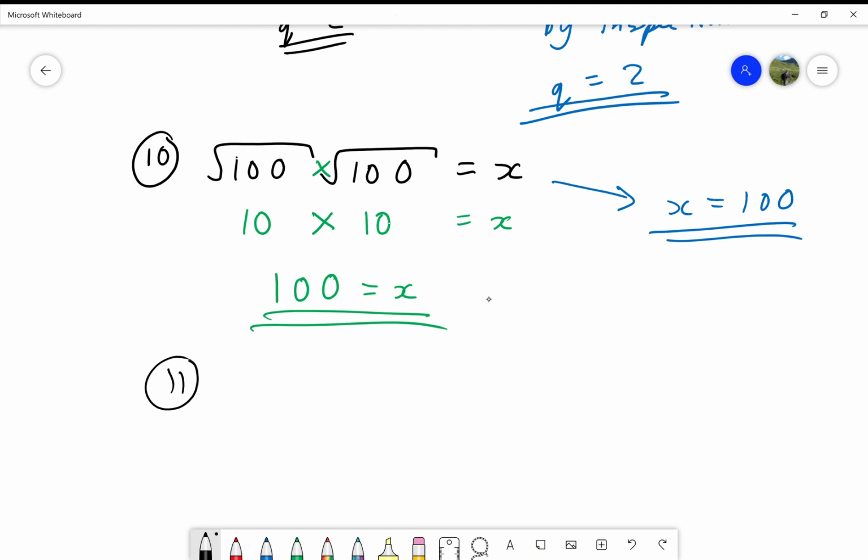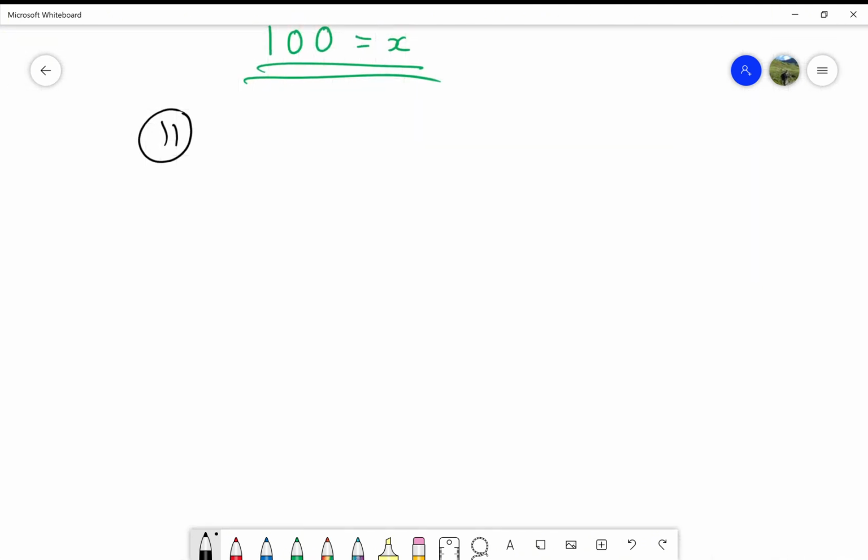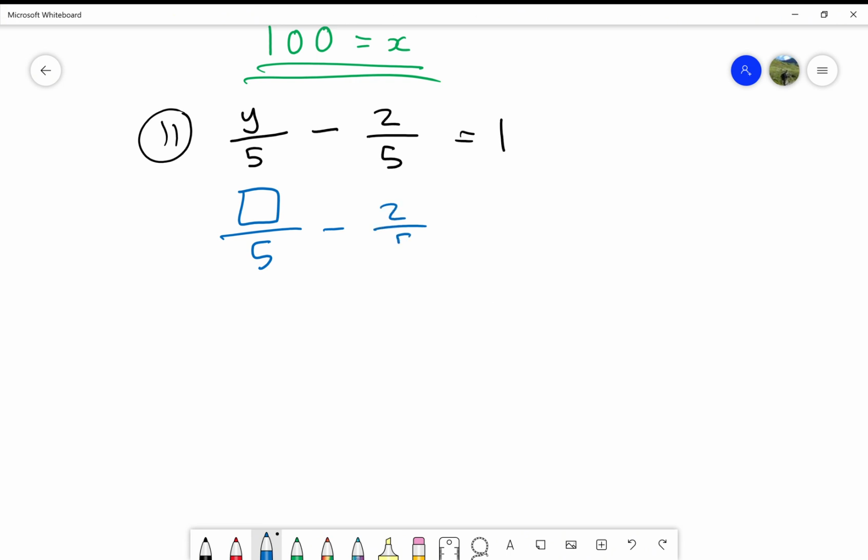Question 11. If I can just find it on my piece of paper. Here we go. Y divided by 5 minus 2 divided by 5 equals 1. Have a go in your own time by pausing the video. Well, we could just do it with a box. Let's just do that. And then we can just use our intuition. Must be 7. Y has to be 7. Because that way, 7/5 minus 2/5 is 5/5, which equals 1.